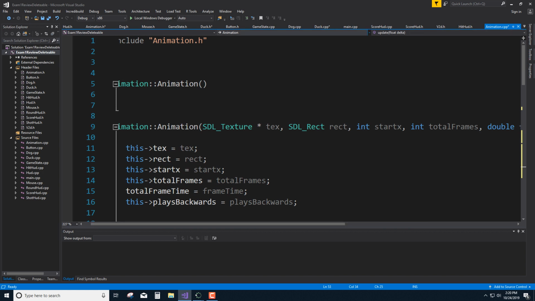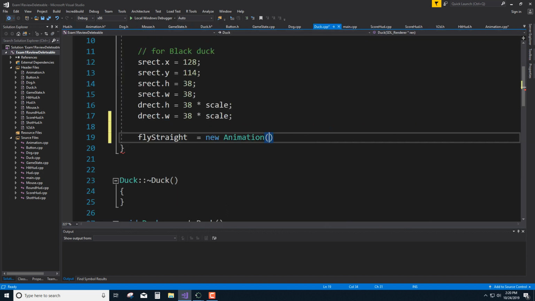Oh, did I? Yeah. Duck CPP. The semicolon after animation. Oh, here? Yeah. No, I didn't forget that. I'm just not there yet.